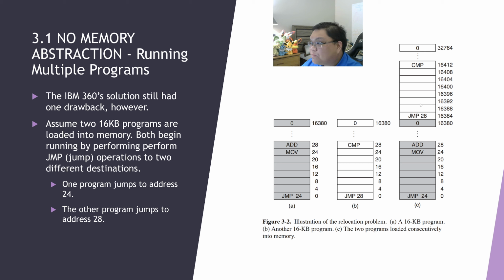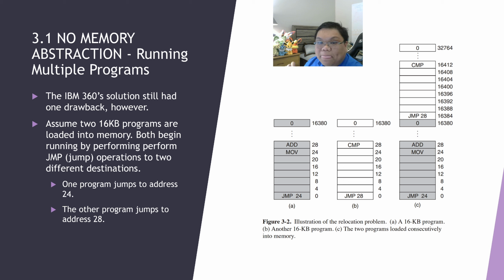Really, if this program were loaded by itself, it would be loaded starting at address 0. So jump 28 would be somewhere within that process's memory space. So if we shift that by 16384 memory spaces, now that jump 28 line is referring to a different process's address space.